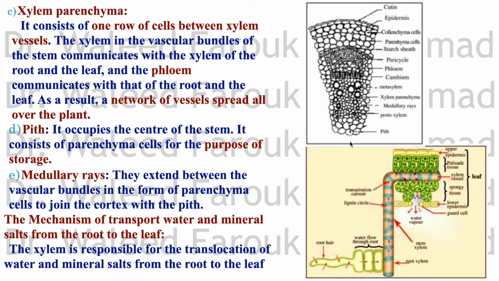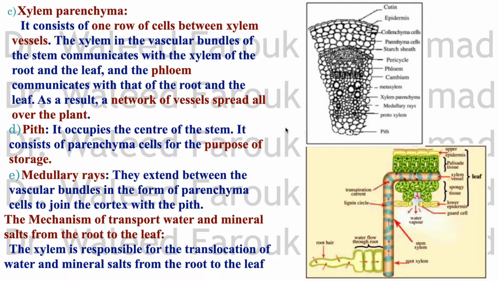Another layer called the pith occupies the center of the stem, and it's for storage purposes. The last layer is medullary rays. As you can see here, this layer extends between the vascular bundles and in the form of parenchyma cells to join the cortex with the pith.